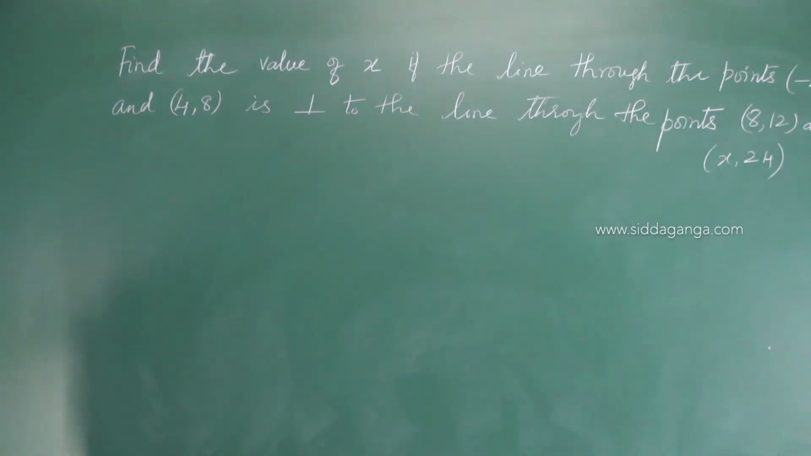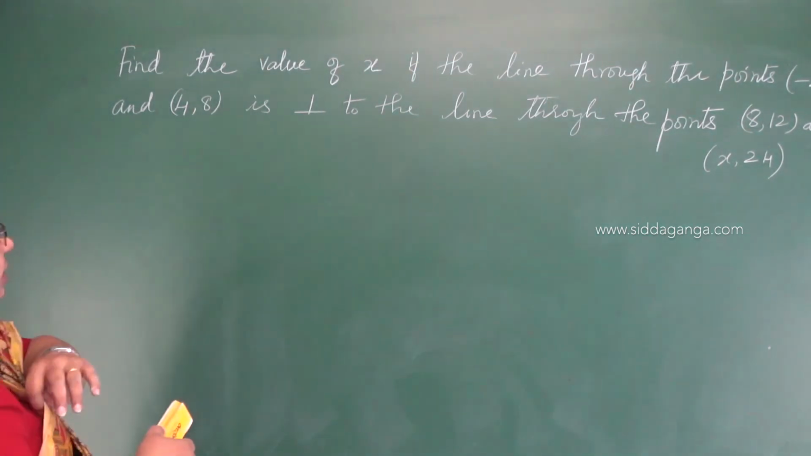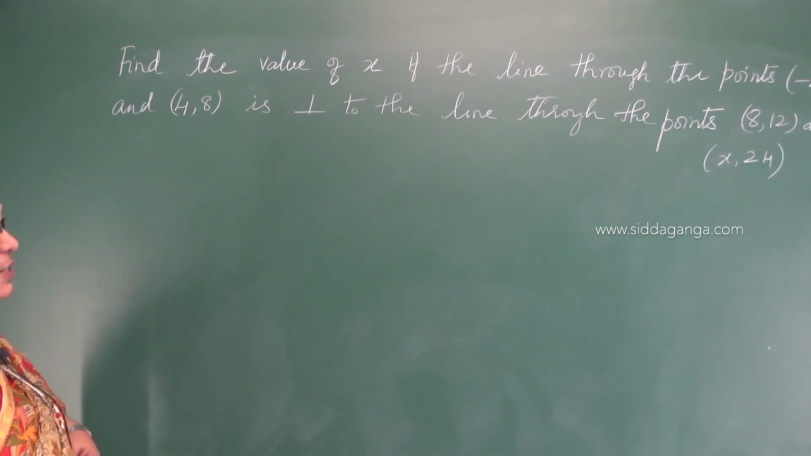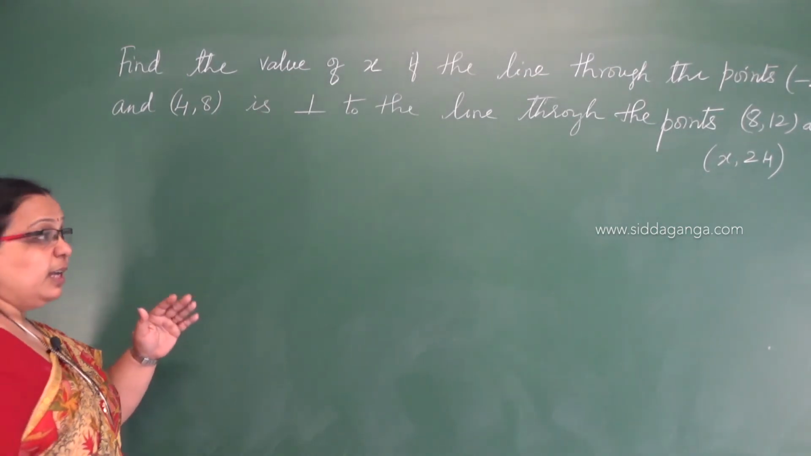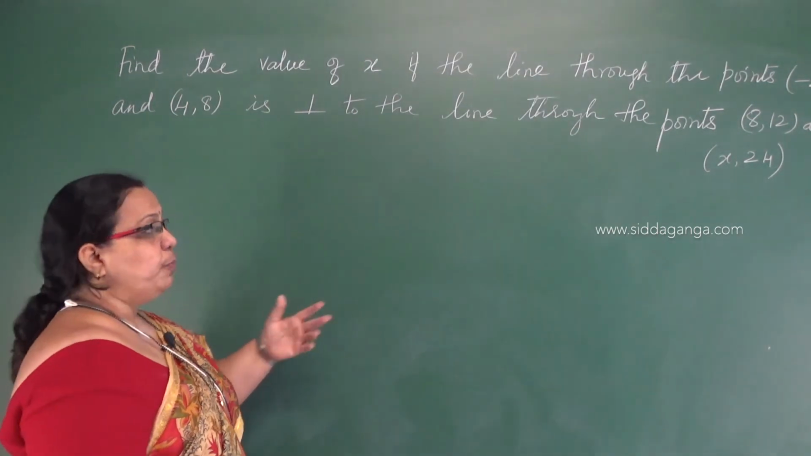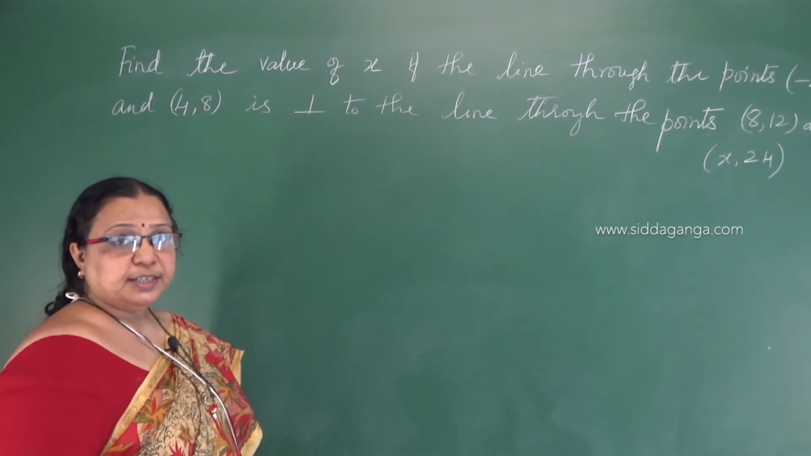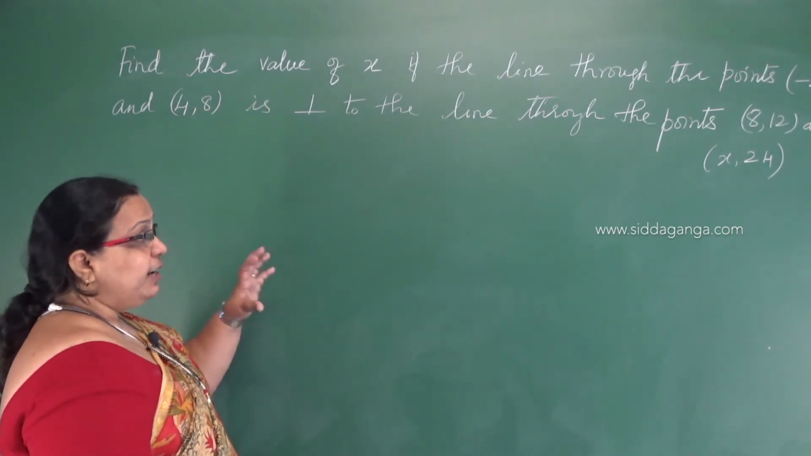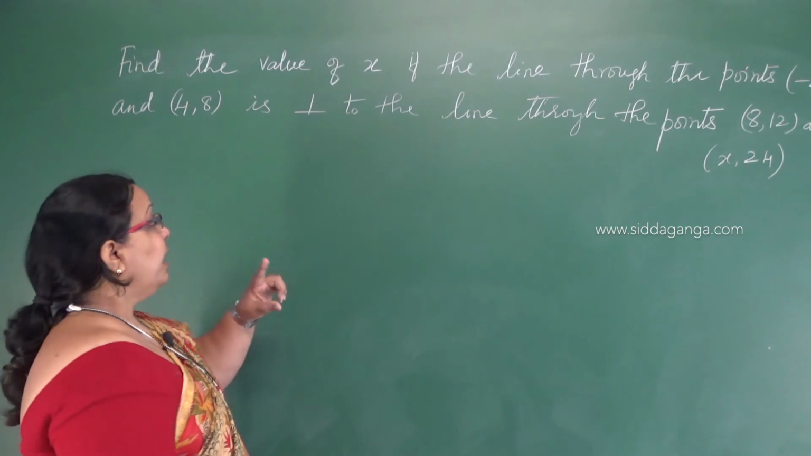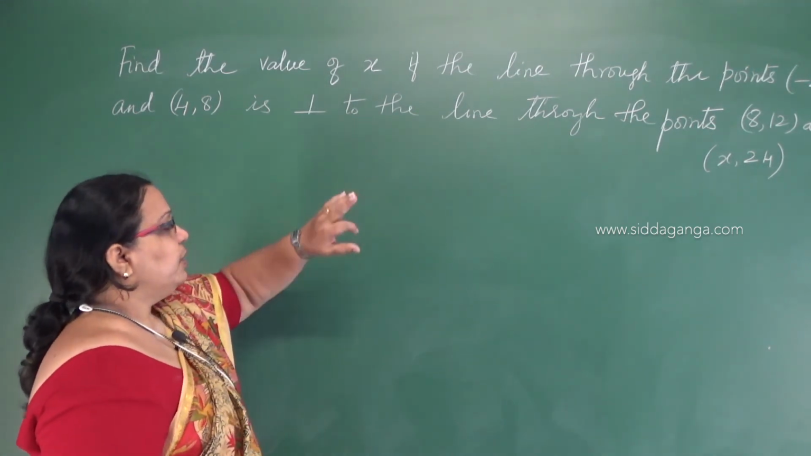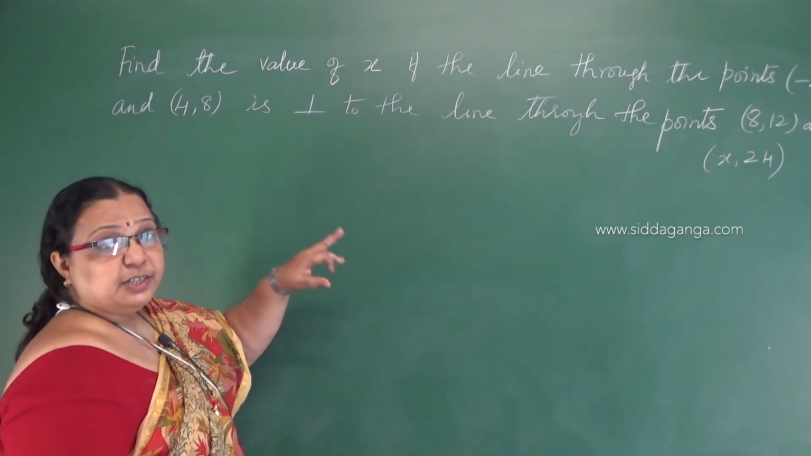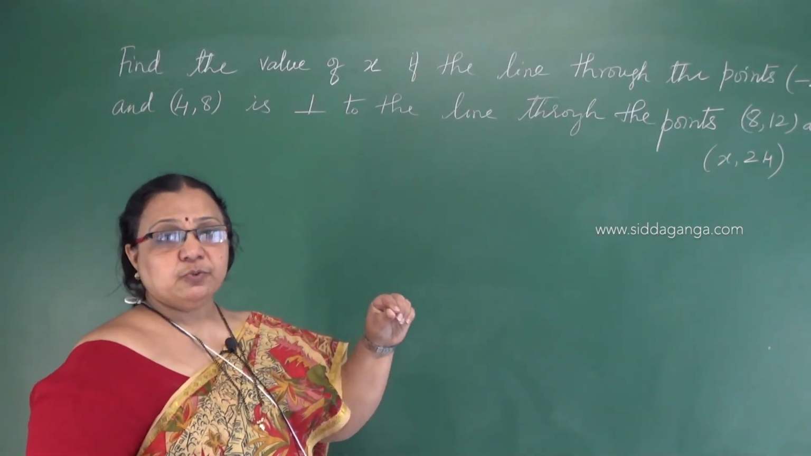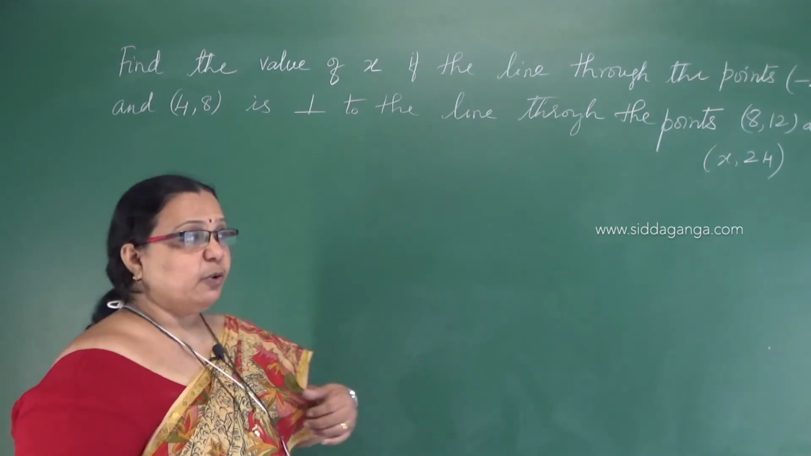So here another example, we have to find the value of x such that the line joining the first 2 points is perpendicular to the line joining the next 2 points. You take the first 2 points as A and B and the second 2 points as C and D. To find x, it is given that the line AB is perpendicular to the line CD. Since the lines are perpendicular, product of their slopes is -1, and using that we have to find the value of x.